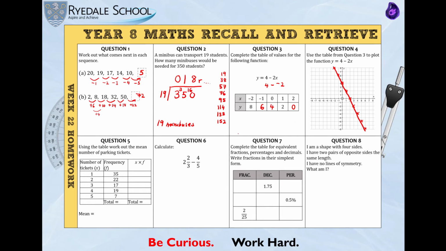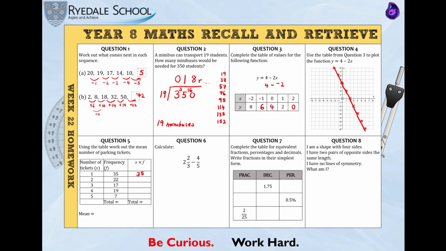Question 5. Using the table, work out the mean number of parking tickets. So this table's already been set up for you. We need to do x times f. We need to work out some totals. Again, I'm going to see how much of this I can do without a calculator because it's always good practice.